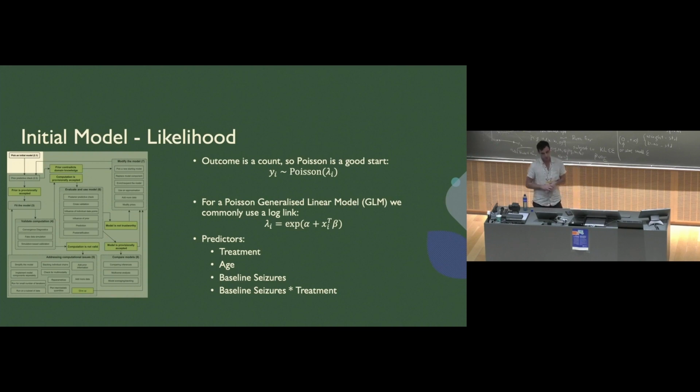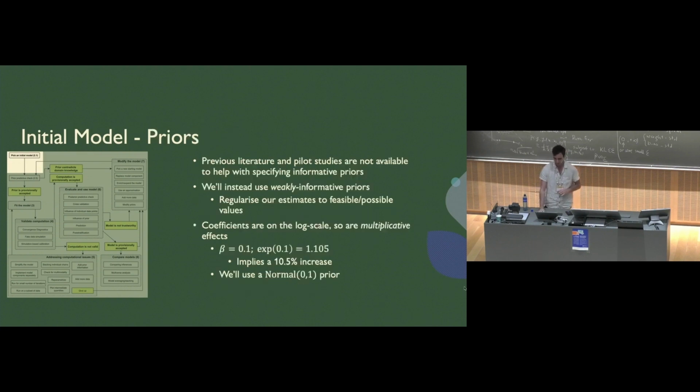And our predictors, we have the treatment group, their age, their baseline seizures, and we also want to test whether the effect of the treatment differs depending on the number of seizures they were having at baseline. This is our interaction term. Does anyone have any questions about that model before we jump on to priors? Brilliant. Okay, so priors.